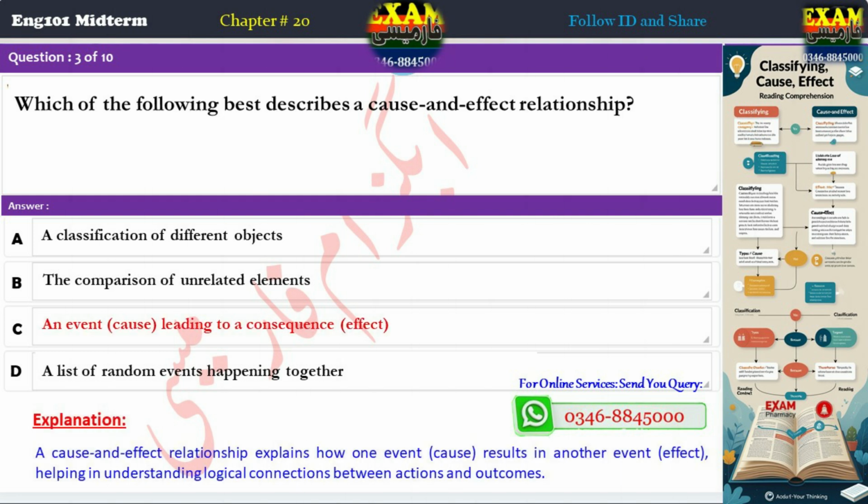Correct answer. C. An event, cause, leading to a consequence, effect. Explanation. A cause and effect relationship explains how one event, cause, results in another event, effect, helping in understanding logical connections between actions and outcomes.